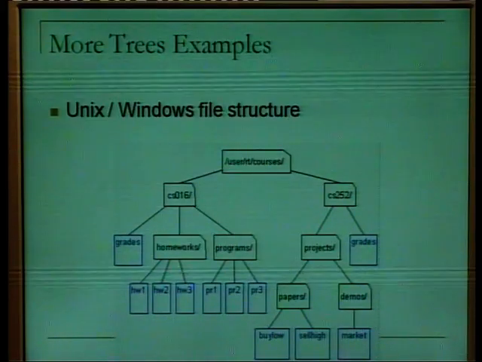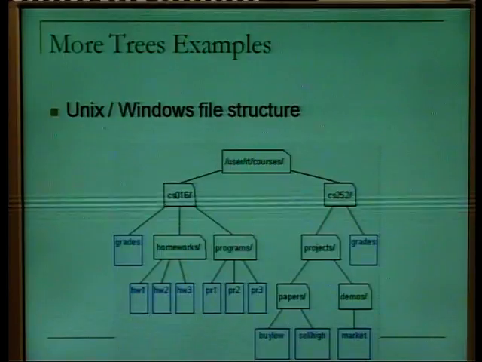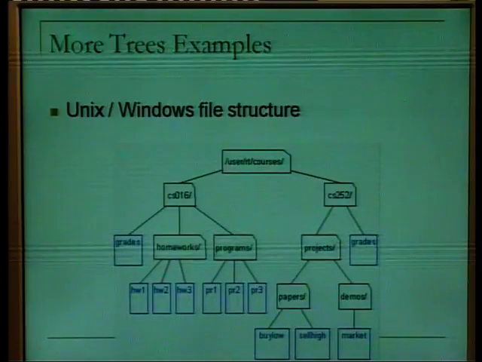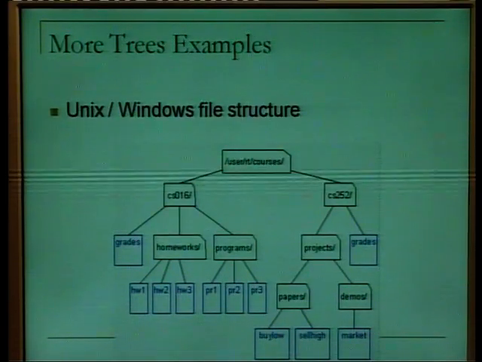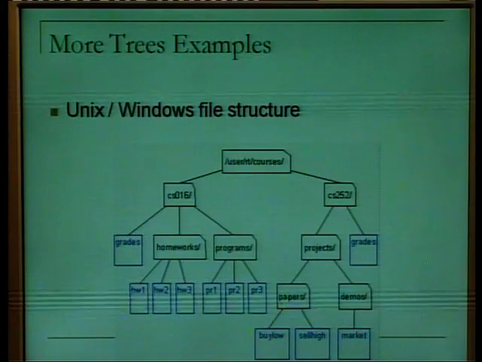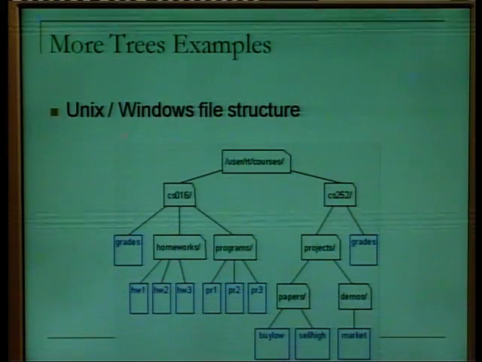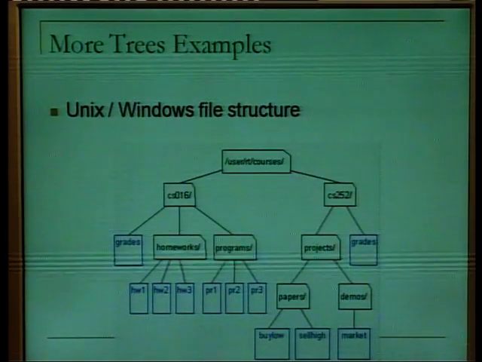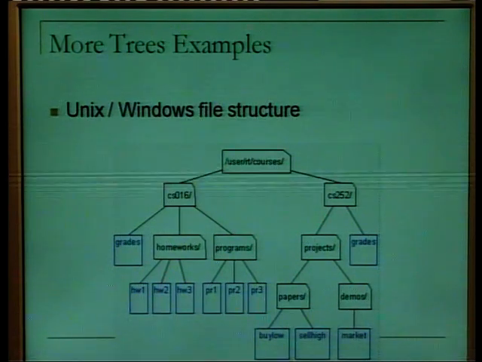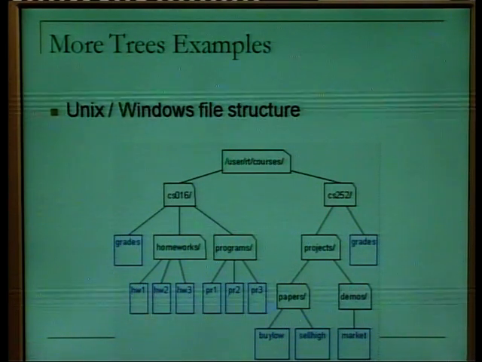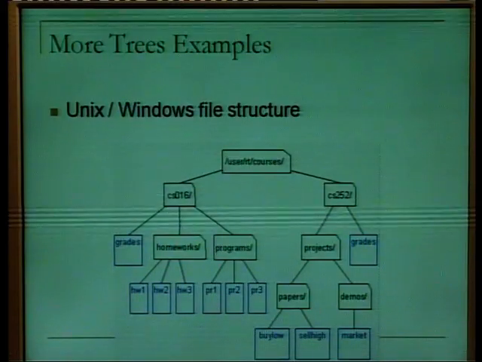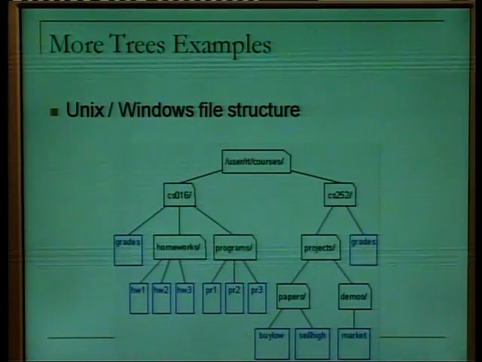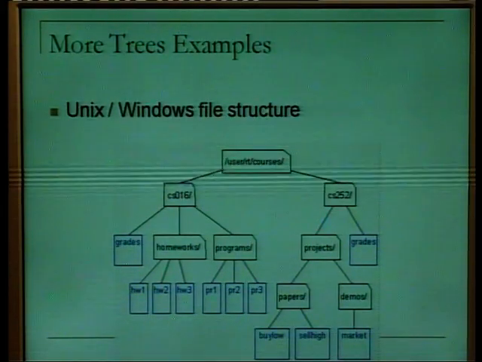And the second branch of the root directory, that is CS252, contains two subparts, that is one projects, second is grades. Projects is a directory and grades is a file. And projects is again divided into two directories, that is papers and demonstrations. Papers directory has two files and demos has one file. Papers like buy low and sell high, and demos has one single file, that is market. So what is this? This is a tree structure of an operating system. You can say Unix and Windows both follow this data structure.